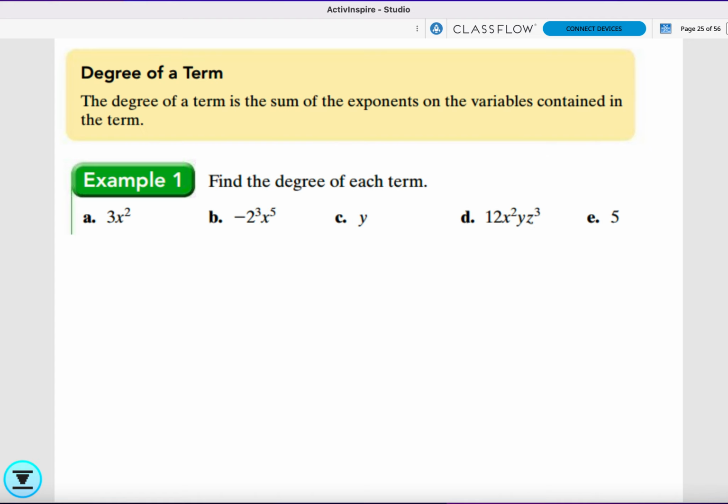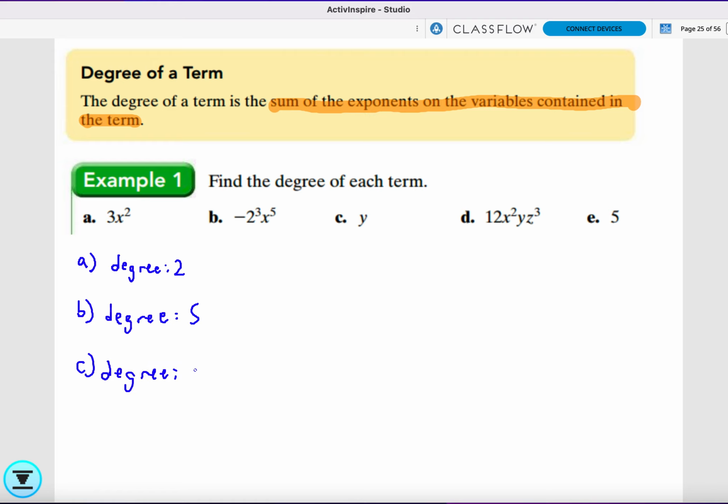Okay, so the degree of a term. The degree of a term is the sum of the exponents on the variables contained in the term. So here we have individual terms, guys. So a is 3x squared. So the degree there of the variables, the degree is the exponent. So the degree is 2. For b, we have negative 2 cubed x to the 5th. The degree of the variable, what's the exponent of the variable, is 5. What about c? What's my degree for y? What's my exponent that we don't see? It's a 1.